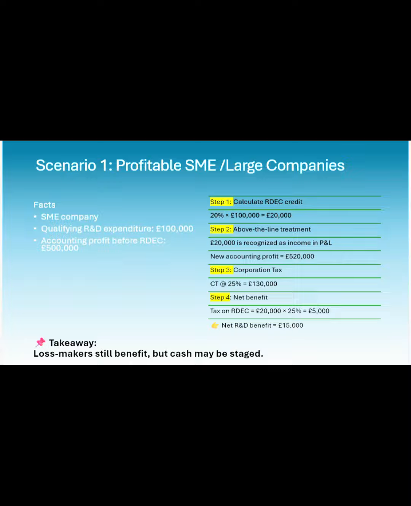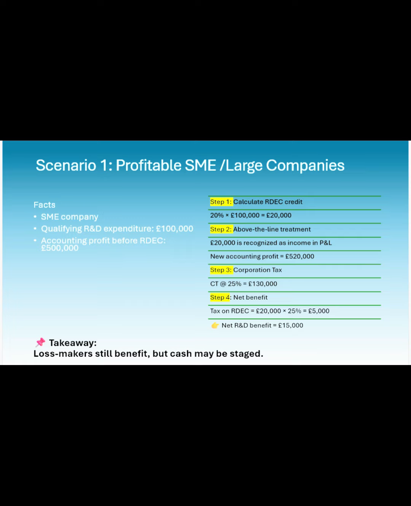Let's walk through some examples to understand how the RDEC works in real life. Now let's look at scenario 1. Here the qualifying R&D expenditure is 100,000 GBP and the accounting profit is 500,000 GBP. First we calculate the R&D credit, which comes to 20,000.